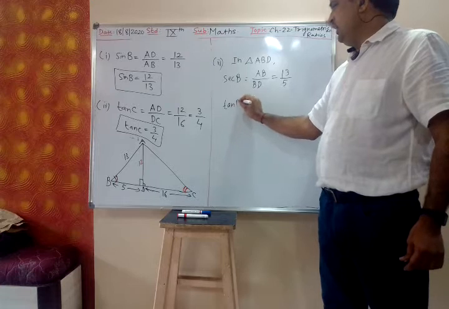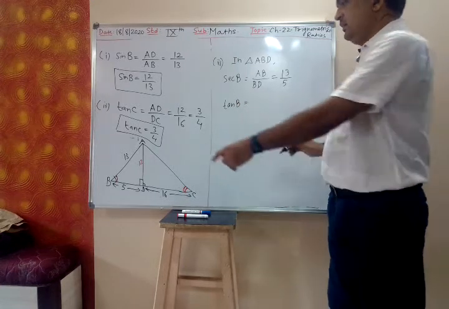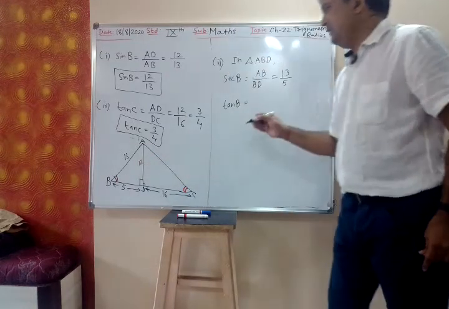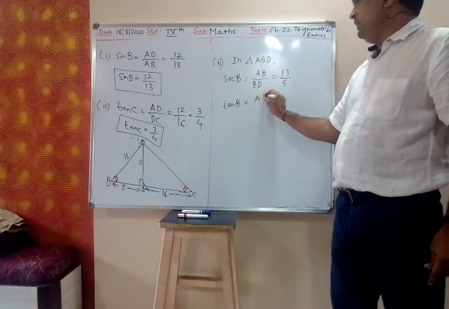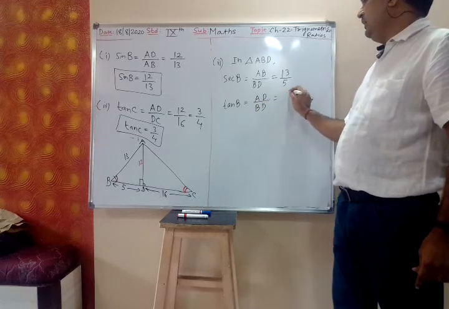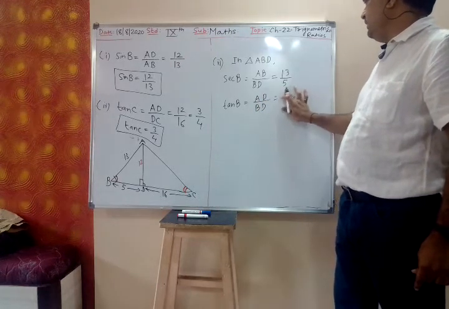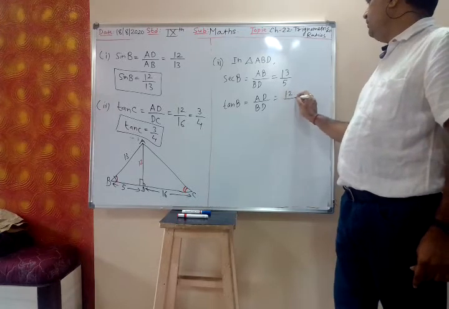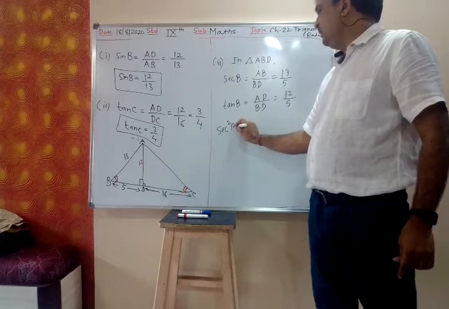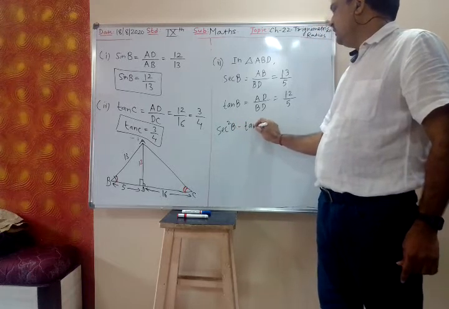So now we find tan B. Tan B is opposite upon adjacent, so that is AD upon BD, that is 12 upon 5. So now what is asked? Find sec square B minus tan square B.